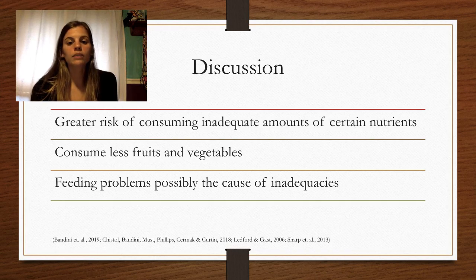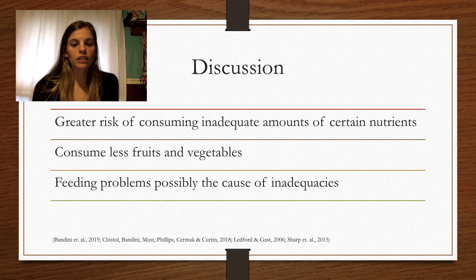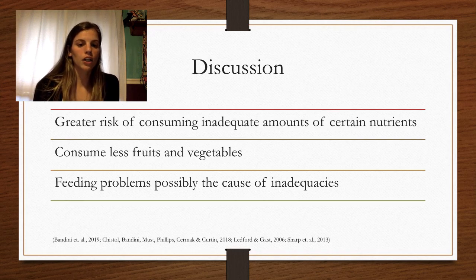It could be possible that the feeding problems commonly experienced by this population are the cause of the nutritional inadequacies. This was seen as a secondary finding in a small portion of my articles. These articles indicated that feeding problems associated with autism may cause these inadequacies. I also identified 2 review articles and 1 secondary article that identified similar results.